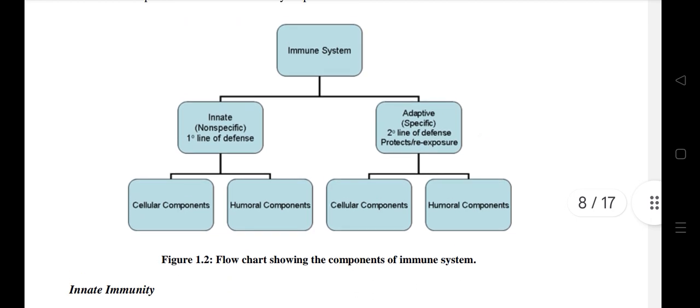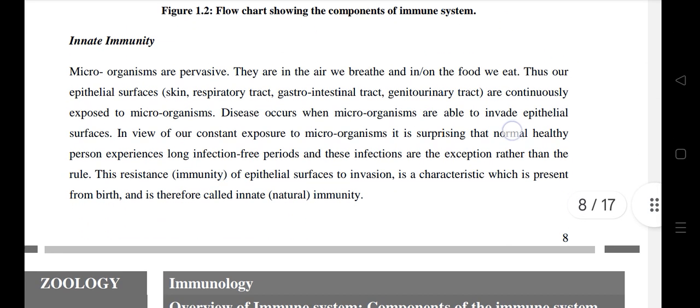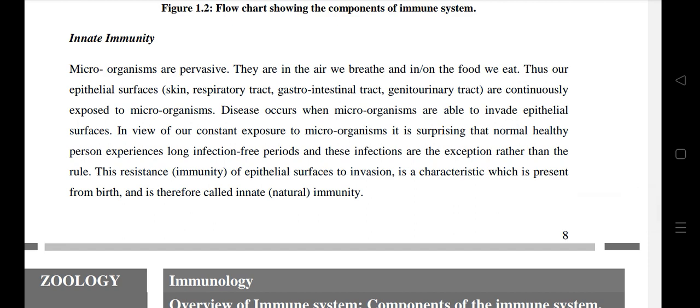Immune system: innate, non-specific, first line of defenses; then adaptive, specific, second line of defenses, which protects on re-exposure. First, innate immune system, cellular components are there and humoral components are there. But in case of adaptive immunity, cellular components are also there. So similarly, there must be some sort of immune components. First is about innate immunity.